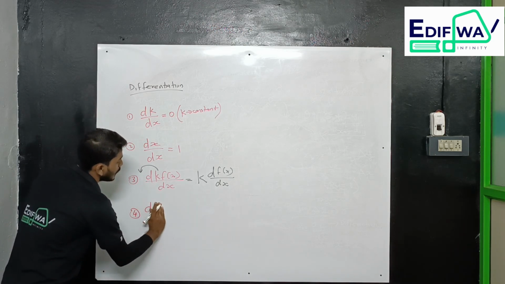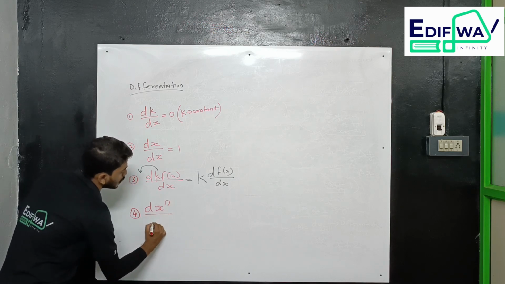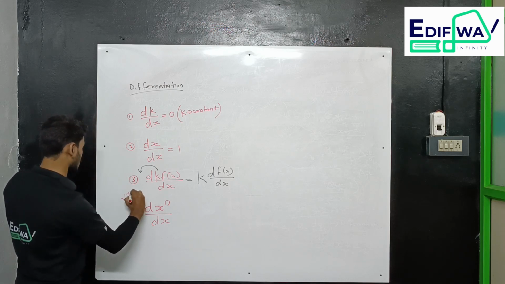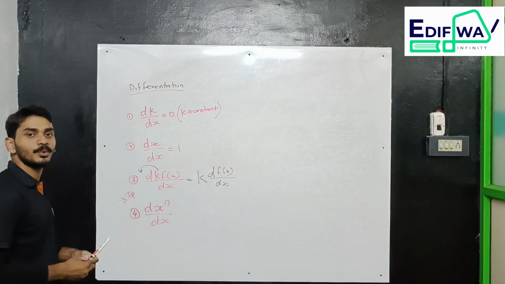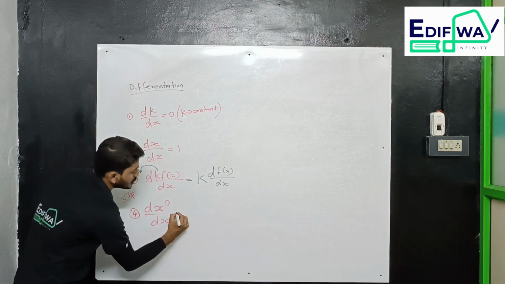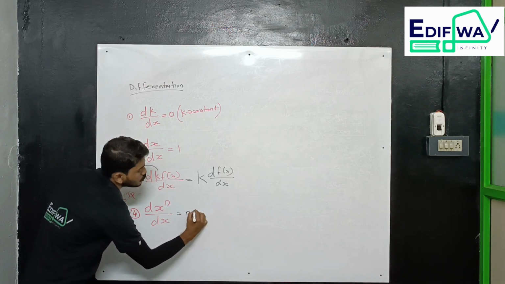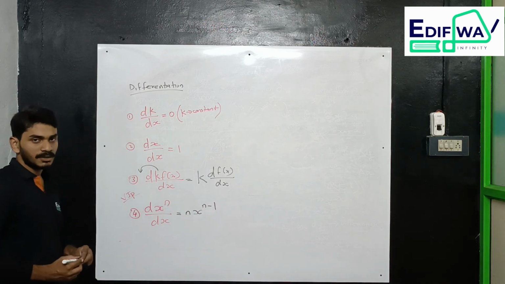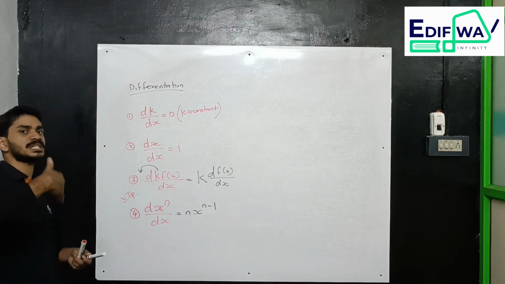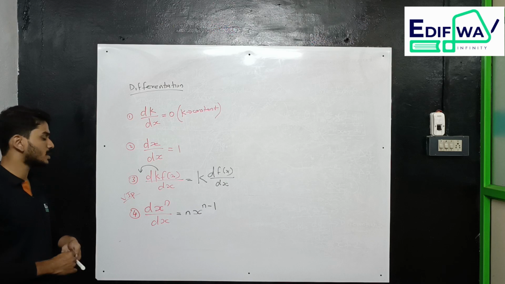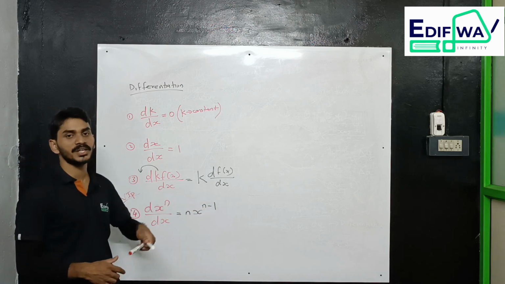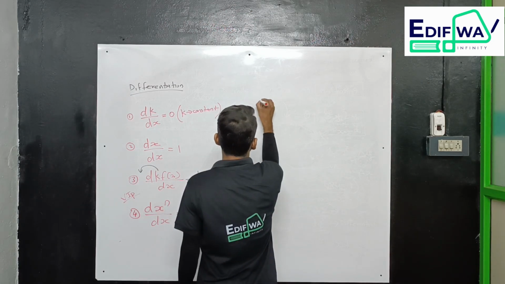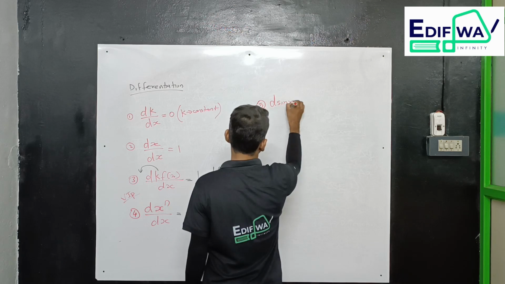Now the fourth one is the derivative of x raised to n. Very important, VIP. Derivative of x raised to n is equal to n into x raised to n minus 1. Derivative of x square, derivative of x cube, derivative of x raised to 4, etc. are the examples. Clear?